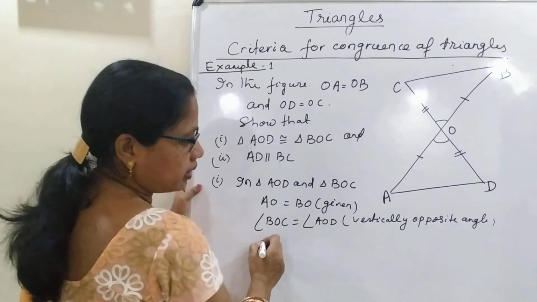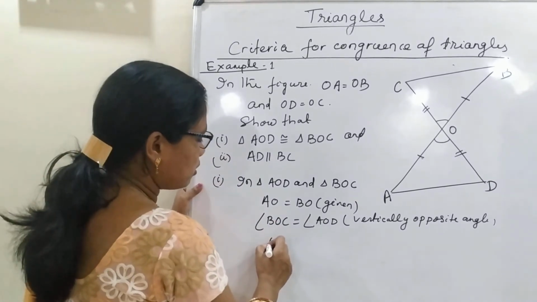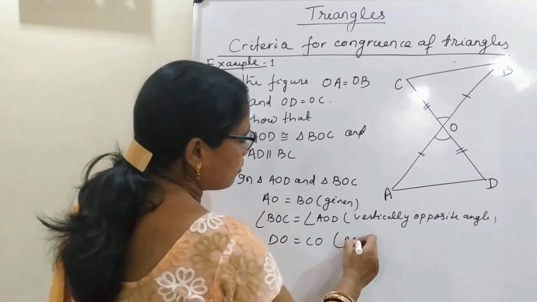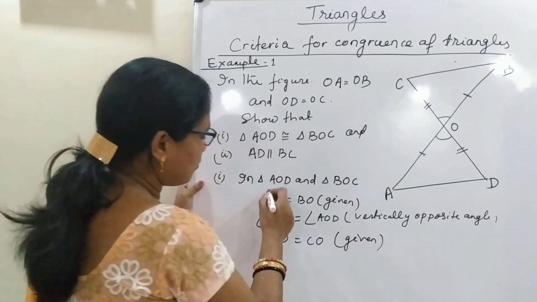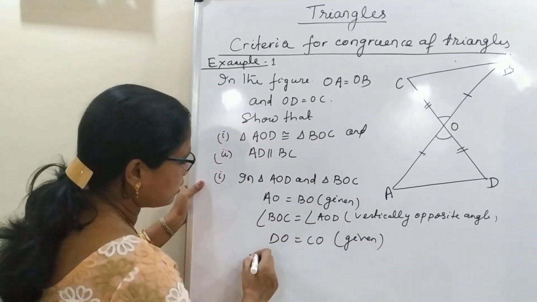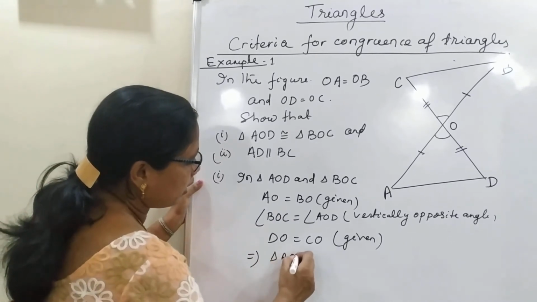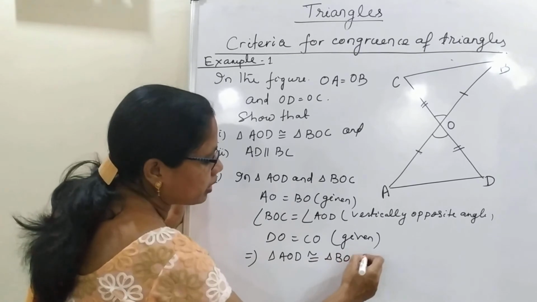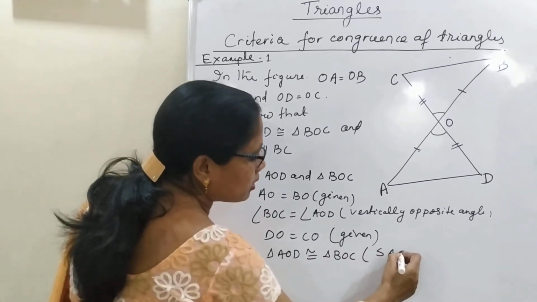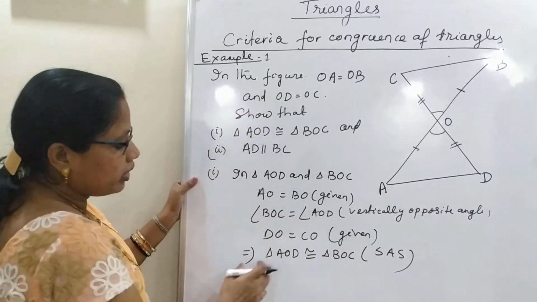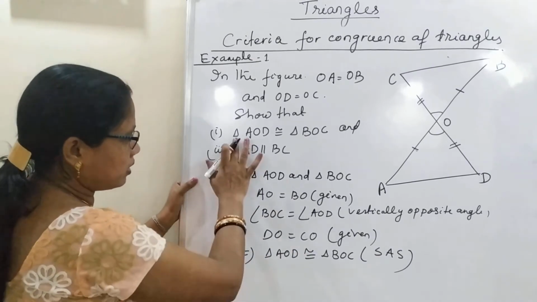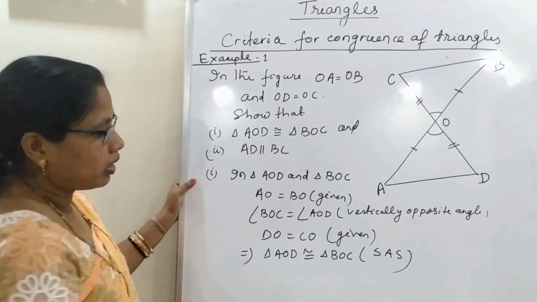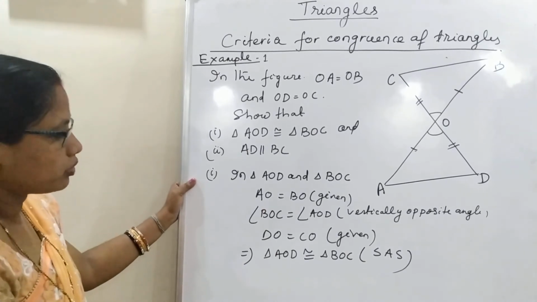And the next equal part is DO equal to CO. This is also given. So from these three given statements, triangle AOD is congruent to triangle BOC by the SAS rule. So our first part is proved here. Then come to the second part. We have to prove AD is parallel to BC.